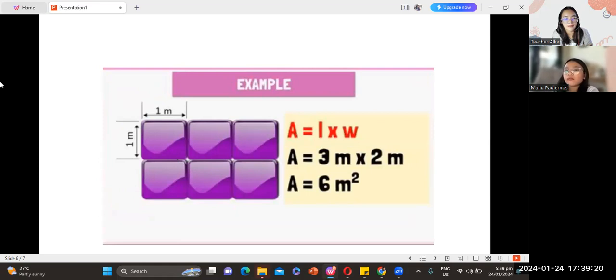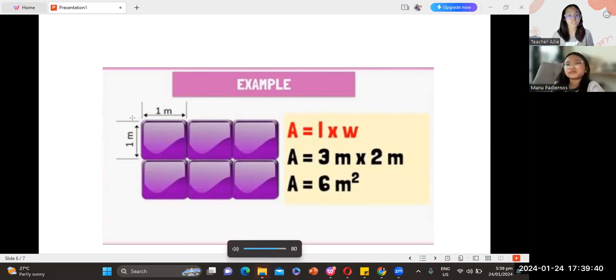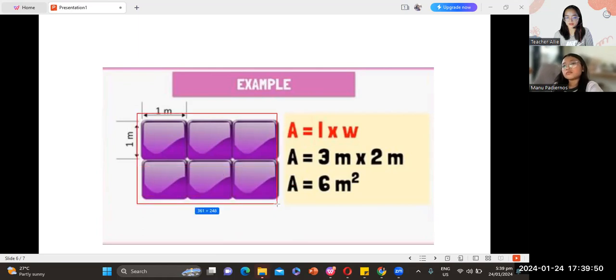What shape is it? Hello? What shape, Manu? Hello? What shape? Can you hear me? Shape, yeah, shape. Is this a square with a length and a width? It's a rectangle.